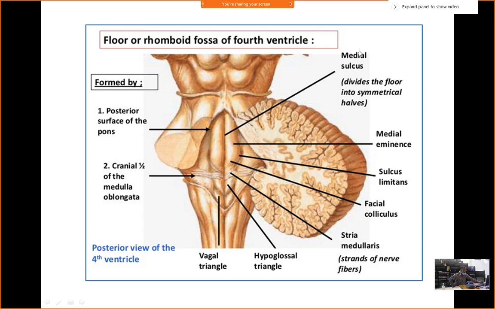Now at the lower part of the medial eminence, the sulcus limitans runs downwards to meet the median sulcus, which divides the medial eminence into two triangles: the upper hypoglossal triangle and the lower vagal triangle. Beneath the hypoglossal triangle we have the hypoglossal nucleus. Beneath the vagal triangle we have the vagal nucleus.